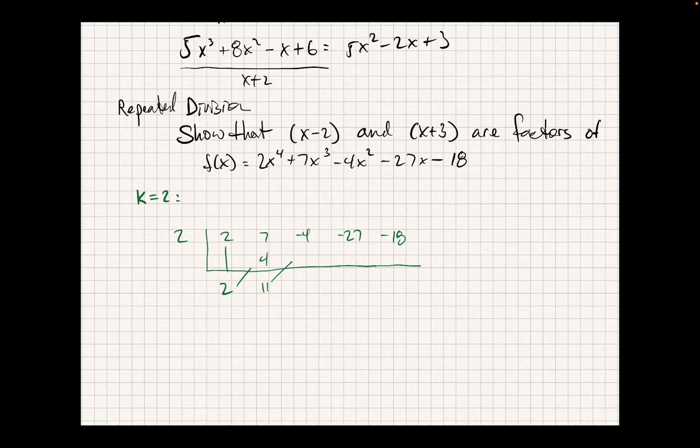That would be 22. Bring it up, multiply it by K, 22. Drop it down, becomes 18. 18 times 2 is 36. Drop it down, that's 9. Times 2, that's 18. Drop it down, it comes out to 0. That's my remainder. So it is indeed a factor.